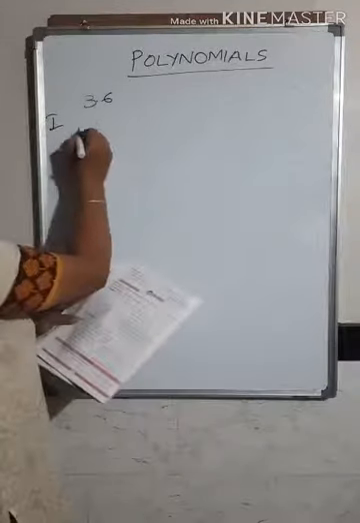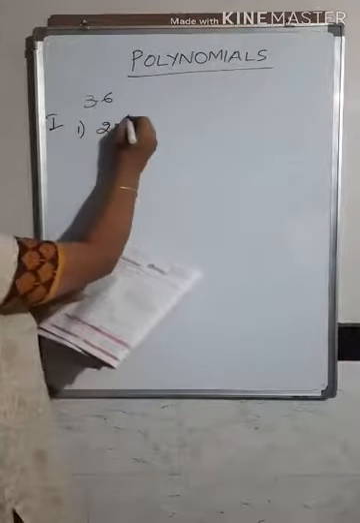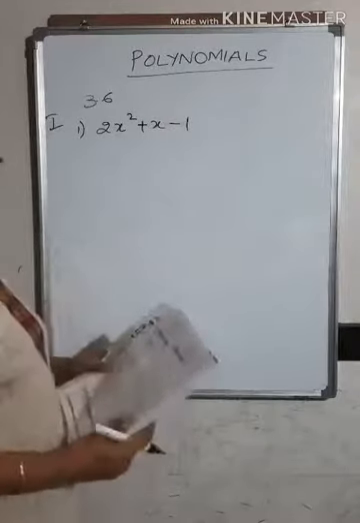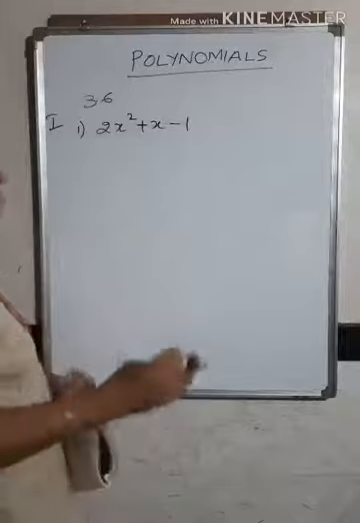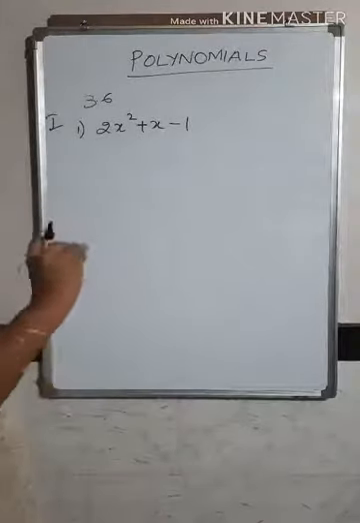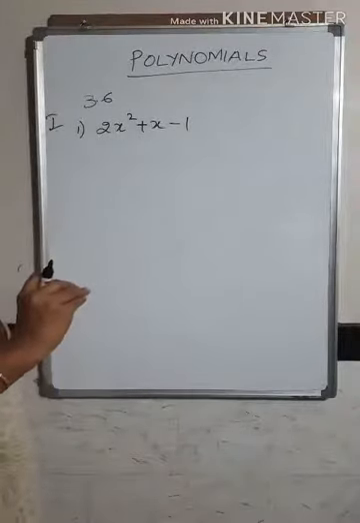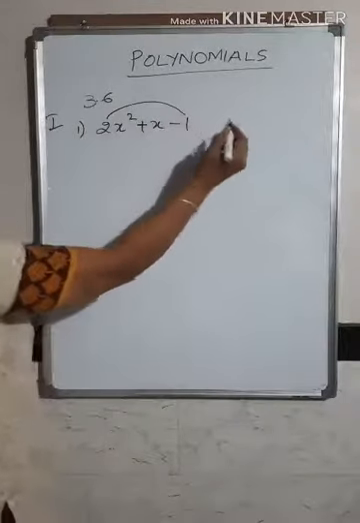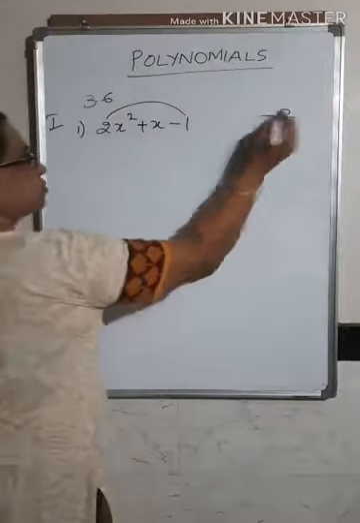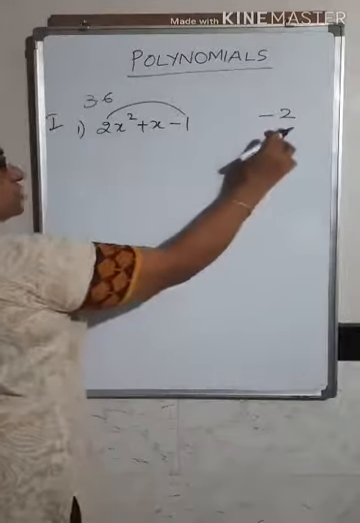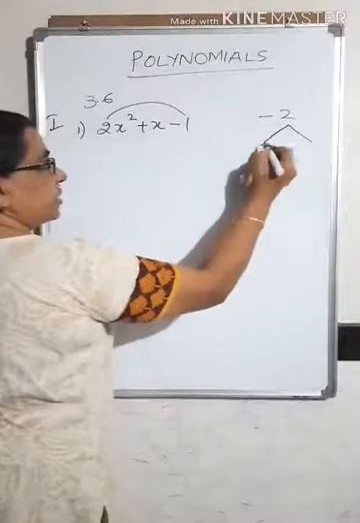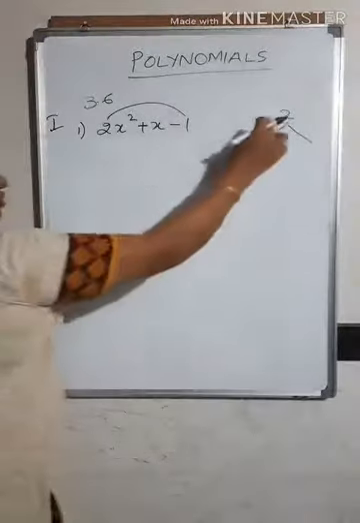I'll take the first problem. It is given 2x square plus x minus 1. So you need to find out the factors of this expression. To find the factors, you are going to follow the same method that you learnt in 8th standard. That is, you will take the product of the first and the last, which will give you minus 2. 2 into minus 1 is minus 2. Then you will find the factors of 2 and the factors of minus 2.